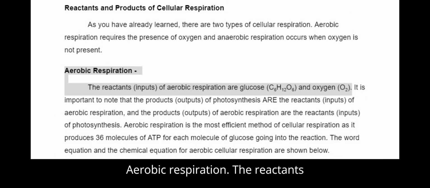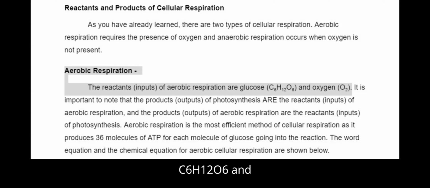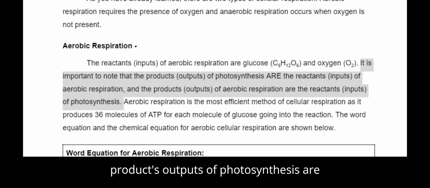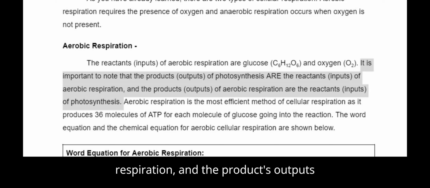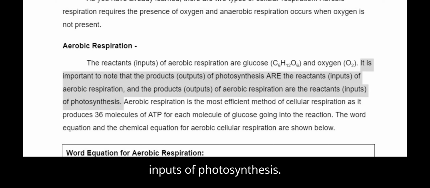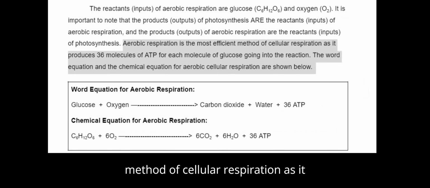Aerobic respiration. The reactants, inputs, of aerobic respiration are glucose, C6H12O6, and oxygen, O2. It is important to note that the products, outputs, of photosynthesis are the reactants, inputs, of aerobic respiration, and the products, outputs, of aerobic respiration are the reactants, inputs, of photosynthesis. Aerobic respiration is the most efficient method of cellular respiration, as it produces 36 molecules of ATP for each molecule of glucose going into the reaction.